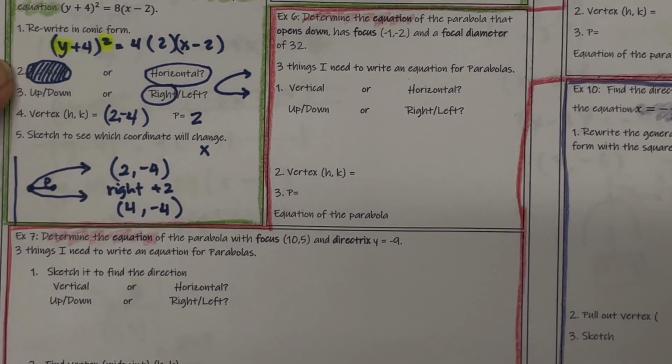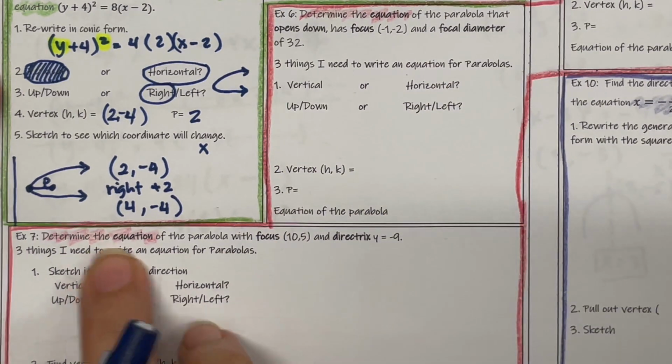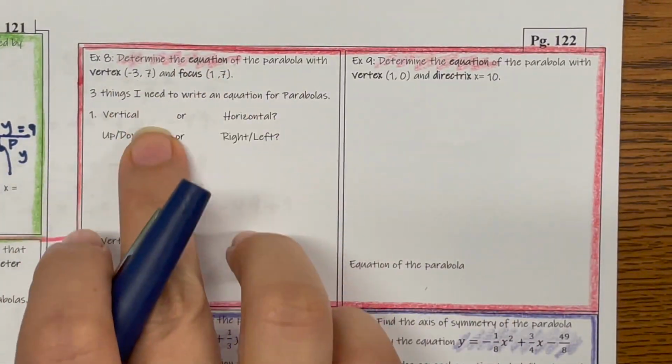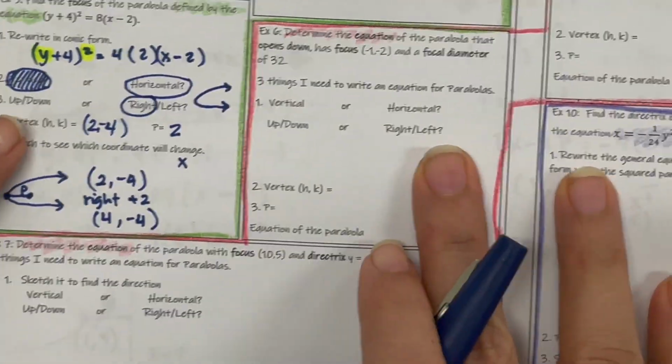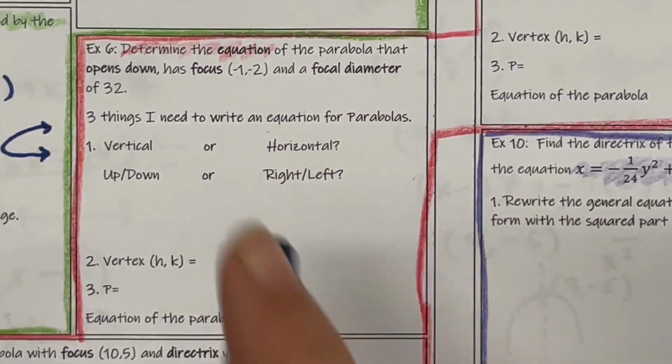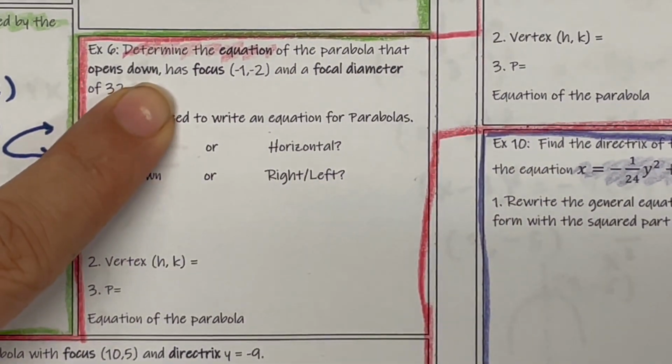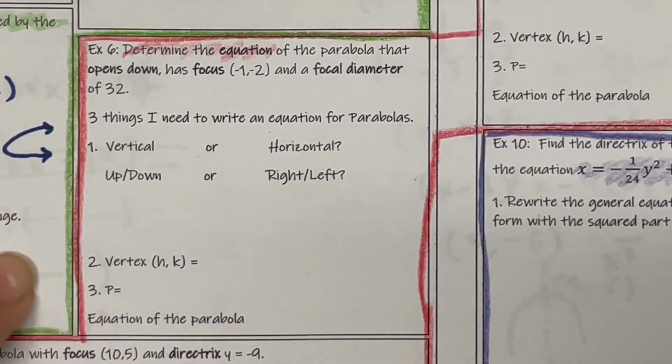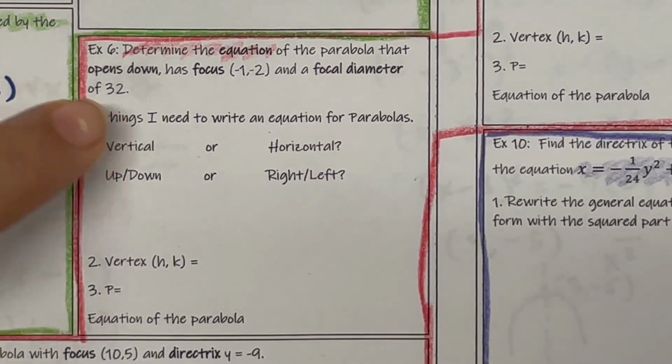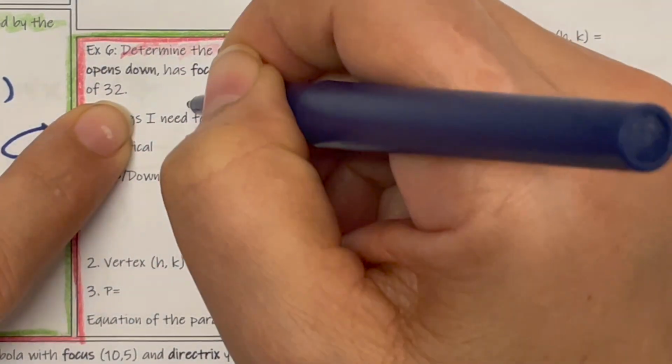All right, so let's take a look at some other examples for parabolas. This time you're given certain things and asked to find the equation. All these questions will be about finding the equation given something else. In this question, you're told it opens down. It has a focus and a focal diameter. So three things you always need to know: direction, vertex, P. Let's start off with direction.